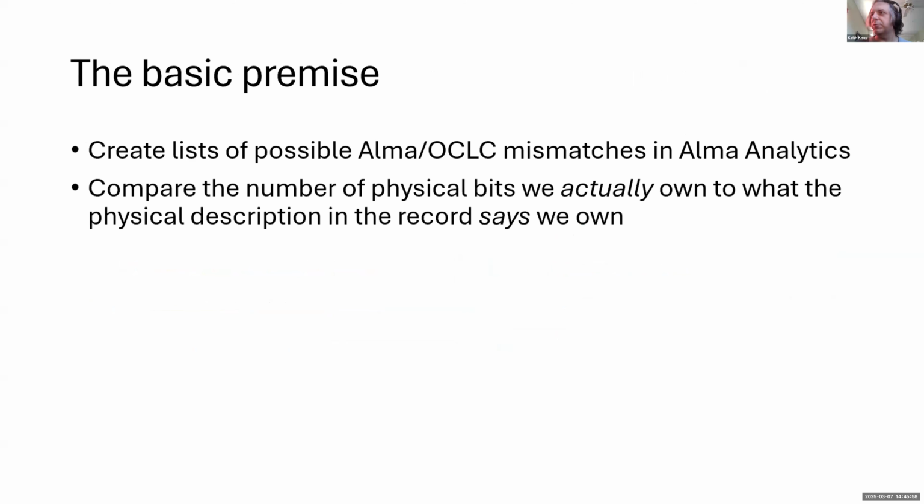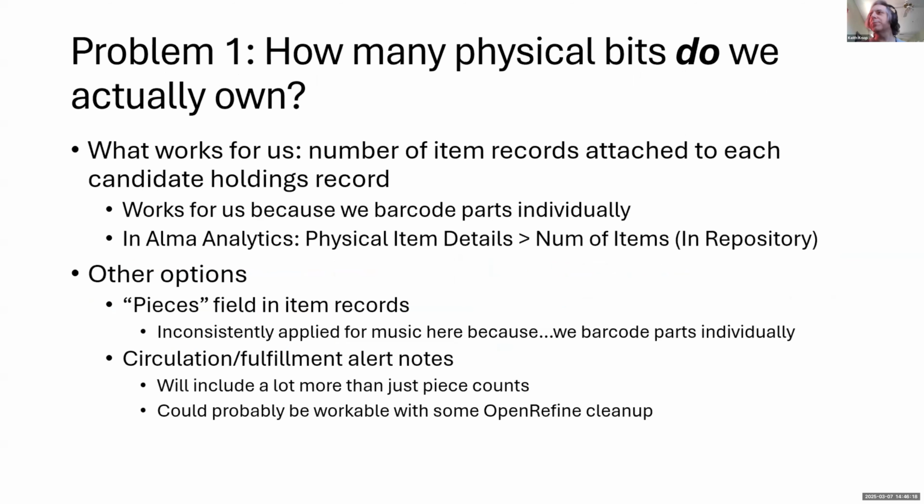We create lists of stuff we want to examine using Alma Analytics. Then we just compare the real count of physical bits we own to what the physical description in the record says we own. So problem number one is figuring out how many physical bits we own.